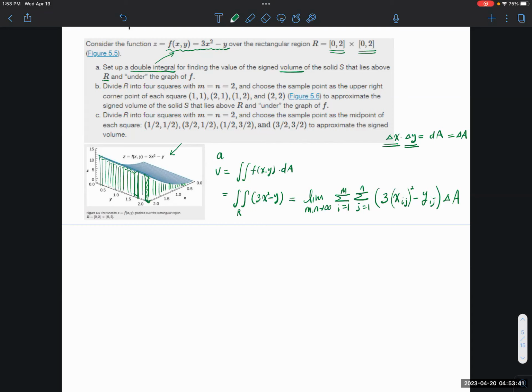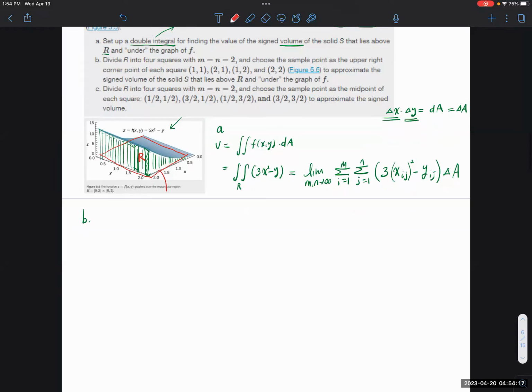Okay, so now we are going to take a look at the following question, B. Divide R into 4 squares. So what happens is, if you can imagine, there's got to be a reason here. There is a region under this function, okay? It's hard to imagine, but there's a region below this function, right? Because that times height is going to be the volume, correct? But they said divide this R into 4 squares.